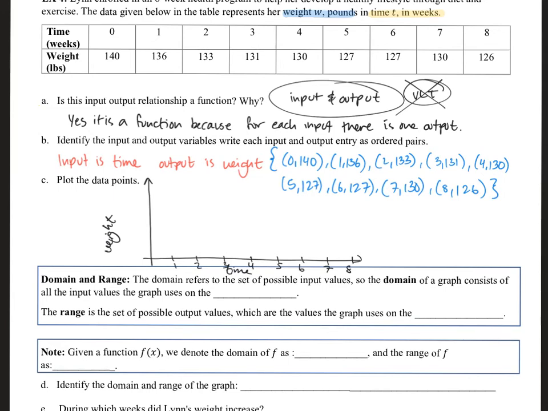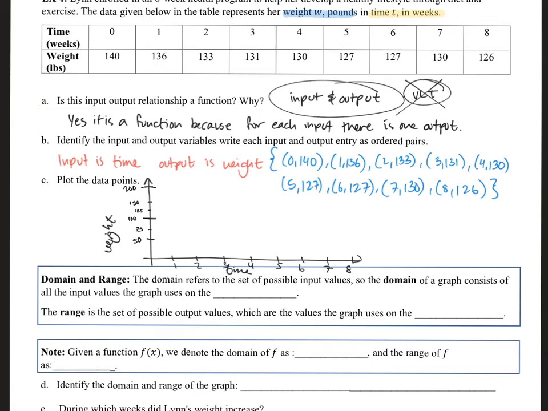So let's go ahead and do this by 50s. So that's 50. There's 100, and then 150, and 200. Then in between 100 and 150 we get 125, and in between 100 and 50 we get 75. Alright, so let's go ahead and plot these points.